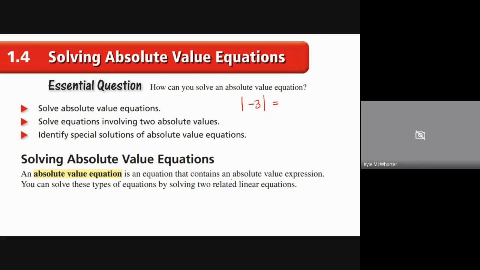Because if you think about a number line, there's 0, -1, -2, -3. If we're talking about the absolute value of -3, -3 is right here on the number line. How far away from zero is it? It's 1, 2, 3 steps away from zero. So the absolute value of -3 is 3, right?